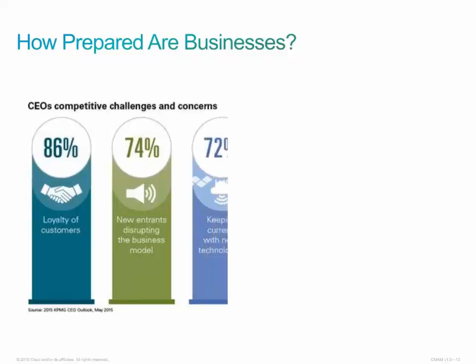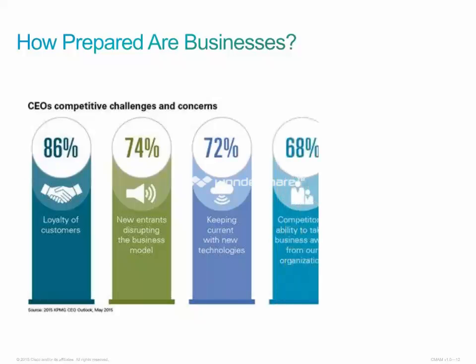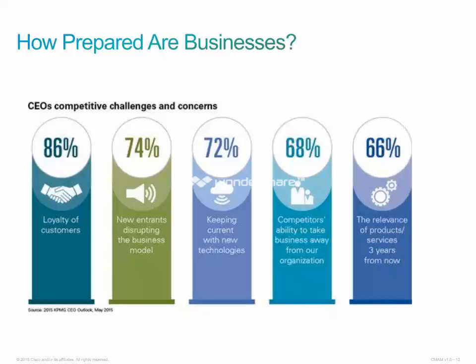The May 2015 KPMG Global CEO Outlook talks about the concerns of company CEOs. As you can see here, CEO concerns span a wide variety of challenges, including customer loyalty, new technologies, the effect of competitors on the business, and maintaining the relevance of products and services over time. To grow and remain relevant, even as numerous disruptors transform the world around them, CEOs are looking for ways to transform their businesses, some more drastically than others.